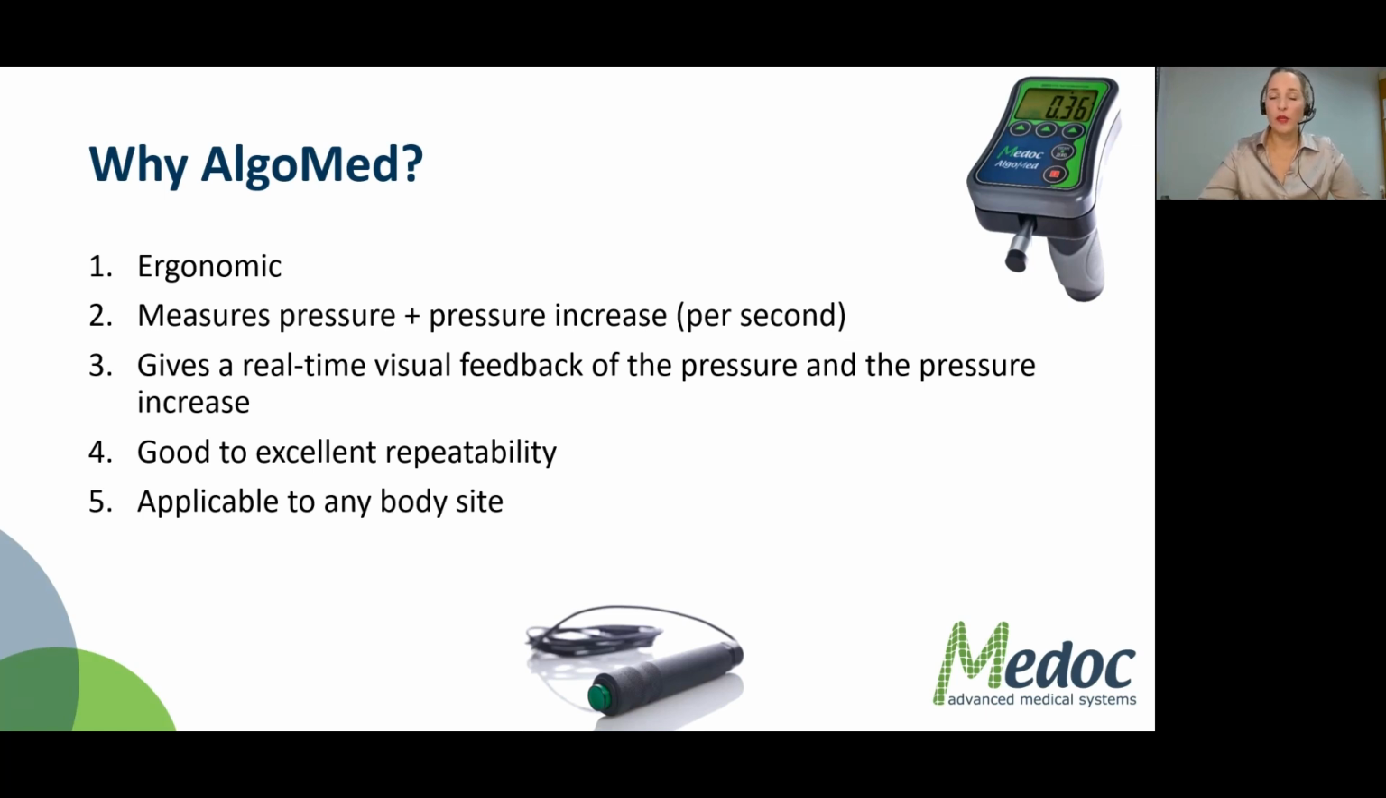Of course, the algometry is applicable to any body site. You can do it on small parts, for instance, the nail cuticle, but you can also do it on the lower back or shin, and this is different from other types of algometers where the finger has to be inserted and then it will be only applicable to the finger.